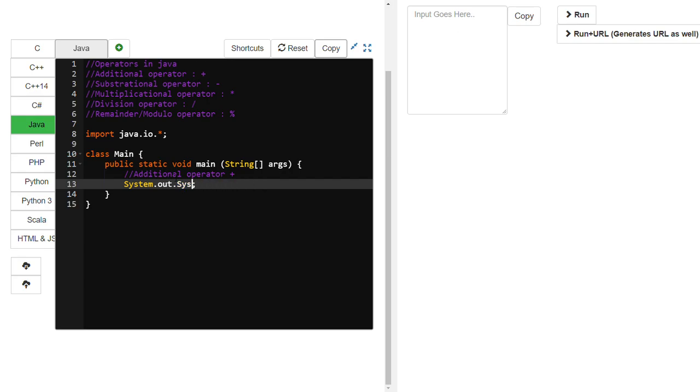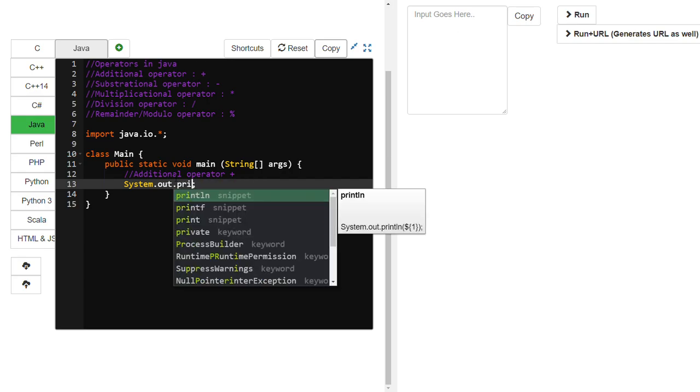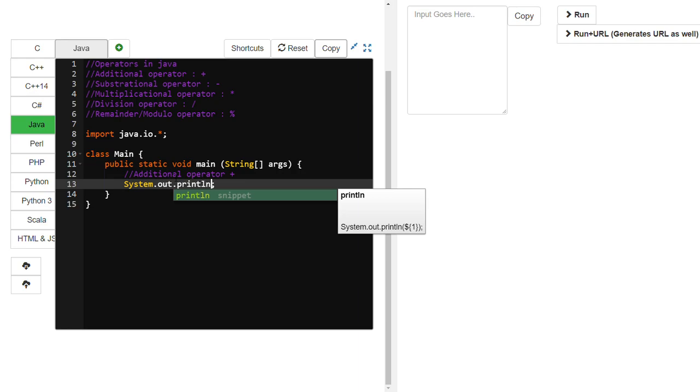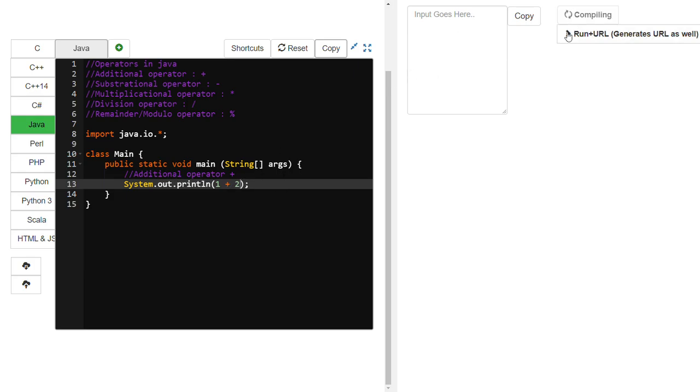System.out.println, 1 plus 2. This is addition. The 1 and 2 are called operands, plus is called operator. Calculation happens: 1 plus 2 equal to 3. This is addition. Output is 3.